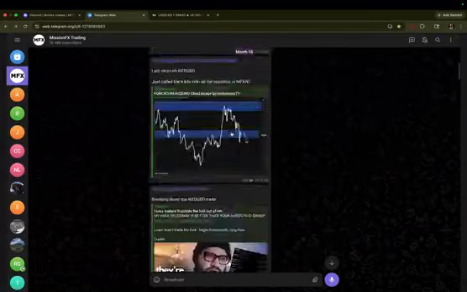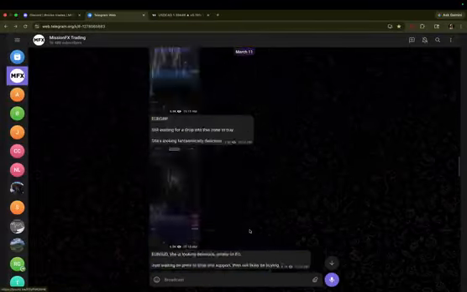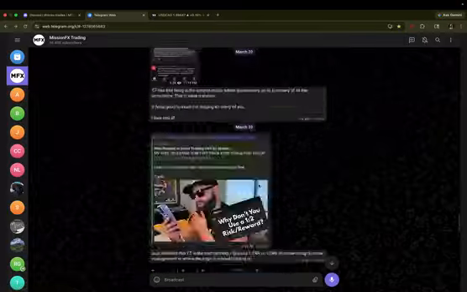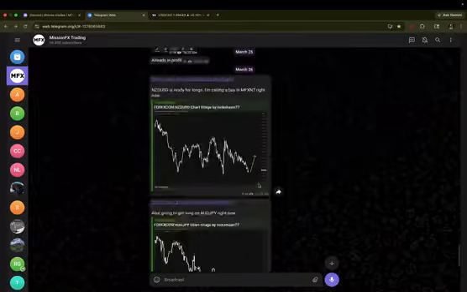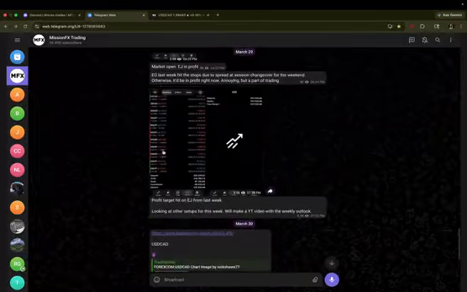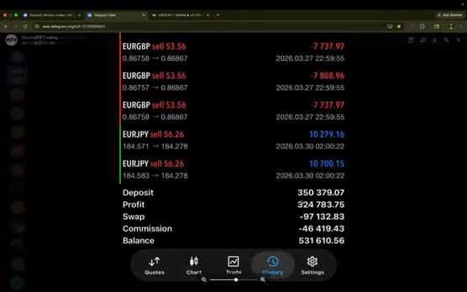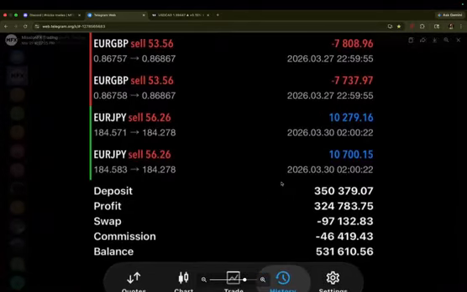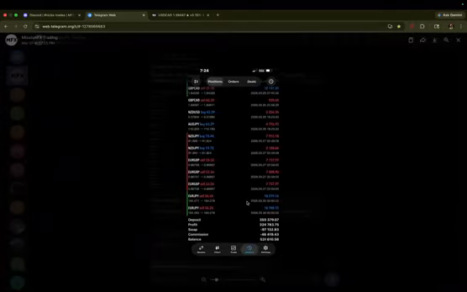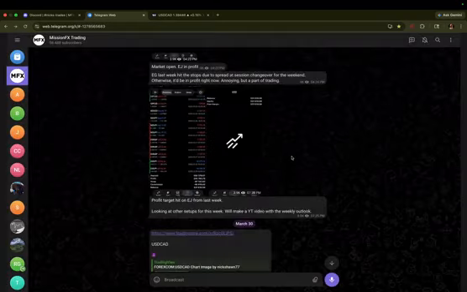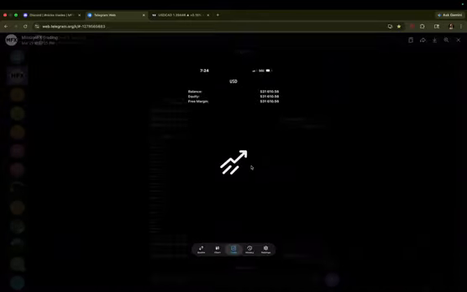Every single one of the trades that are in this account, I've been showing this account growth since I started the account with a $350,000 deposit six months ago. You see the deposit line, $350,000, and the profit so far. Swaps and commissions are really heavy, but still, it is what it is. And all I do is the same thing over and over and over.